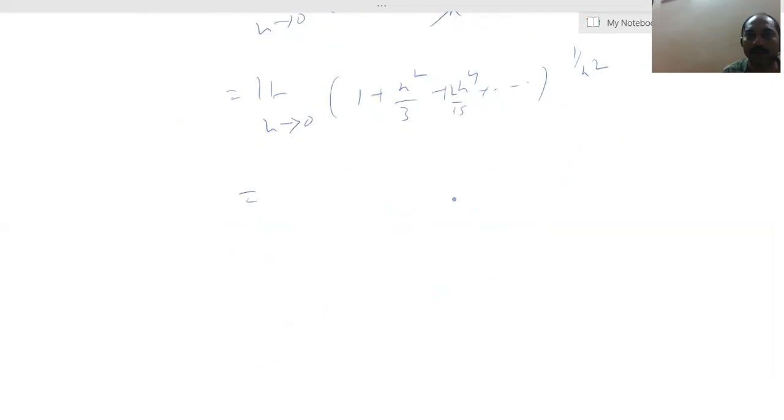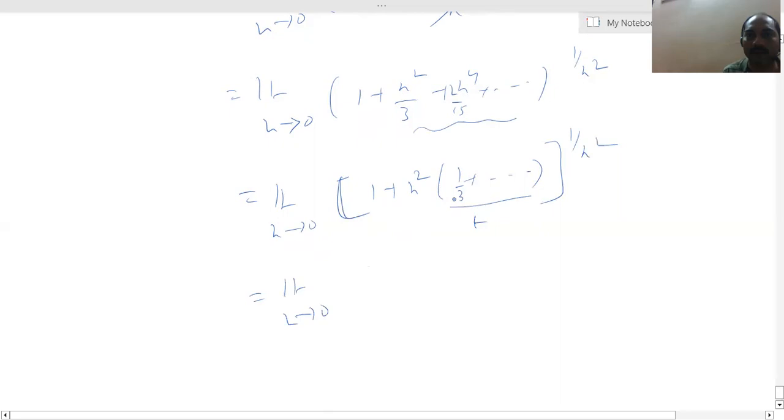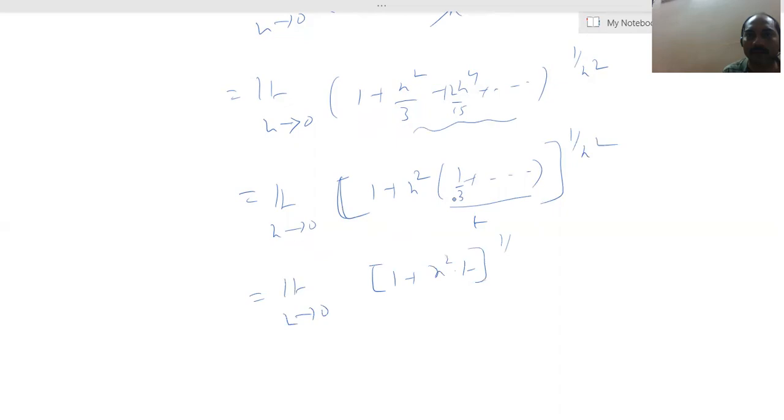Write down this expression in the form limit x tends to 0, 1 plus, take x square as a common factor, x square into 1 by 3 plus other terms. Take x square as a common factor from the second term onwards. This is taken as t. That implies limit x tends to 0, 1 plus x square into t, whole power 1 by x square.